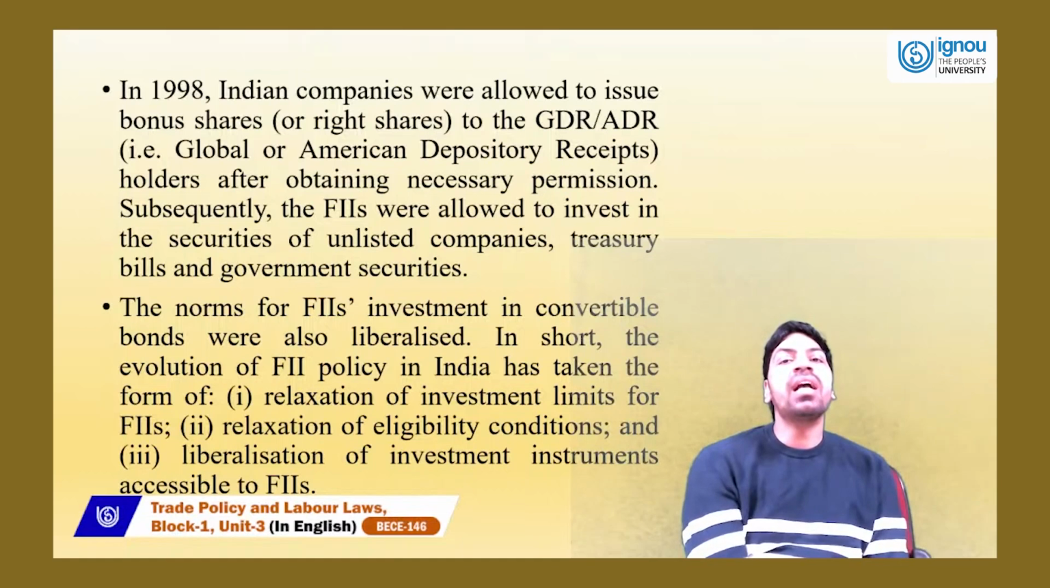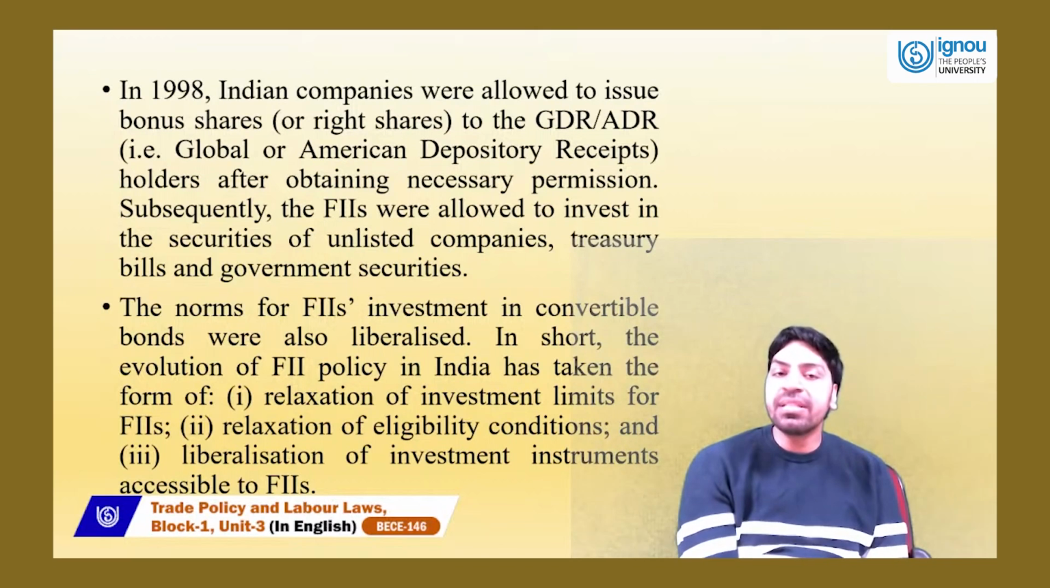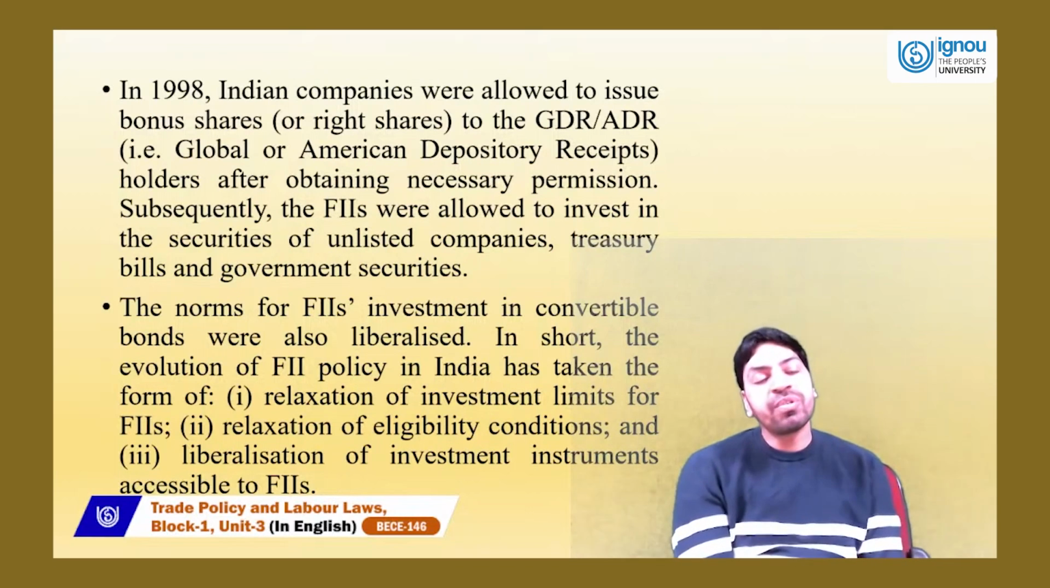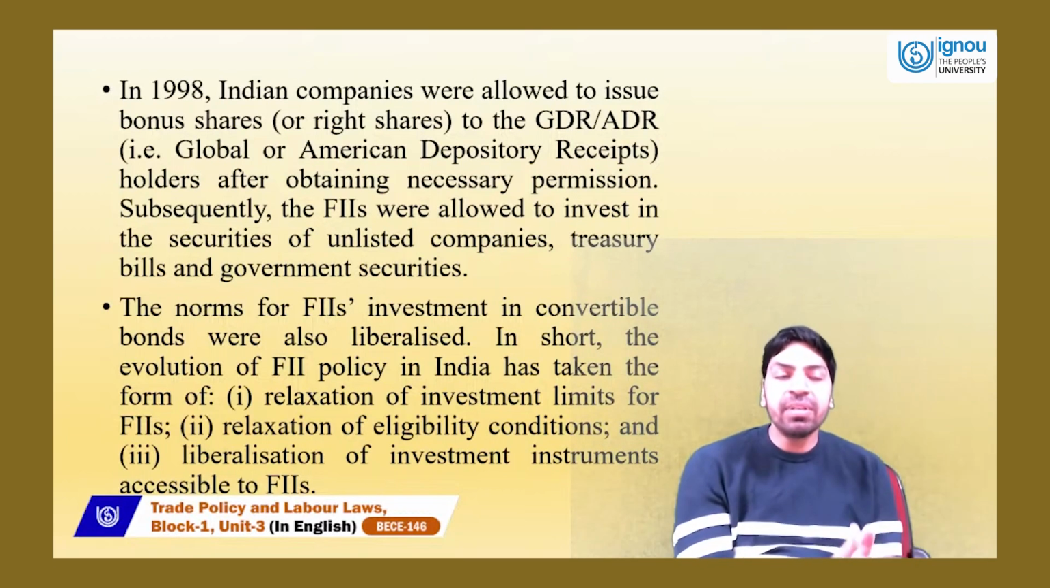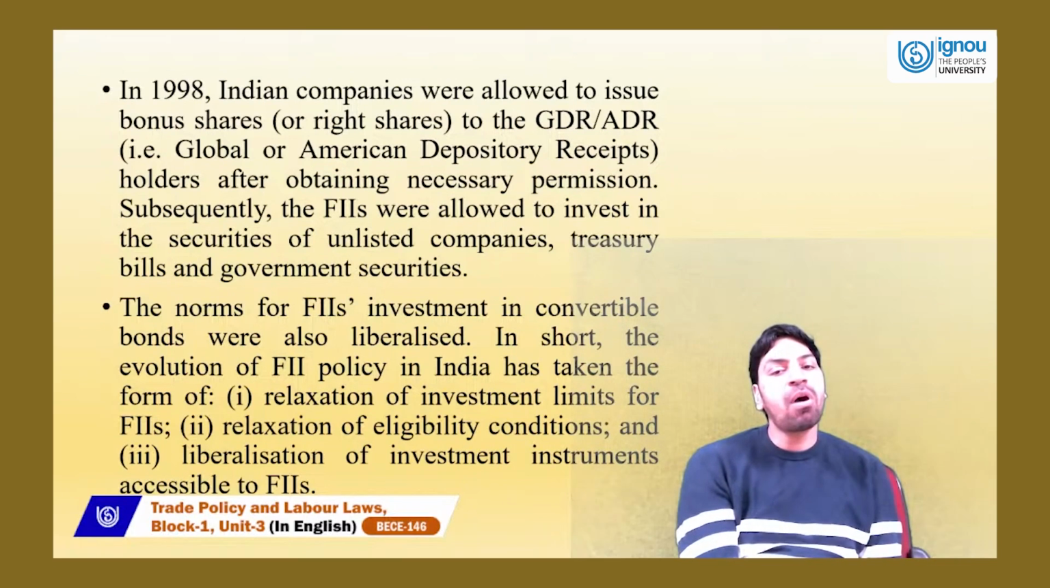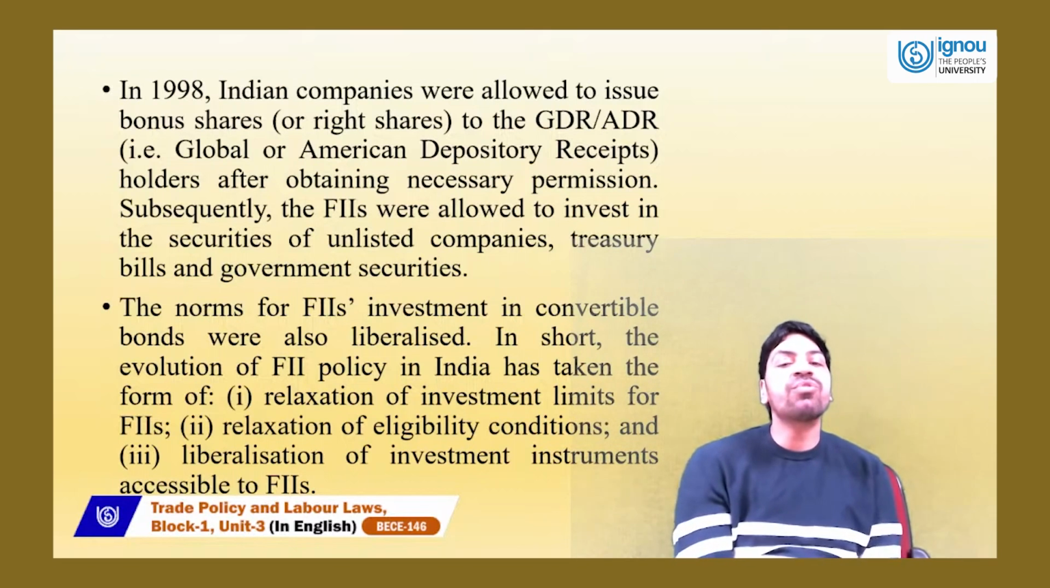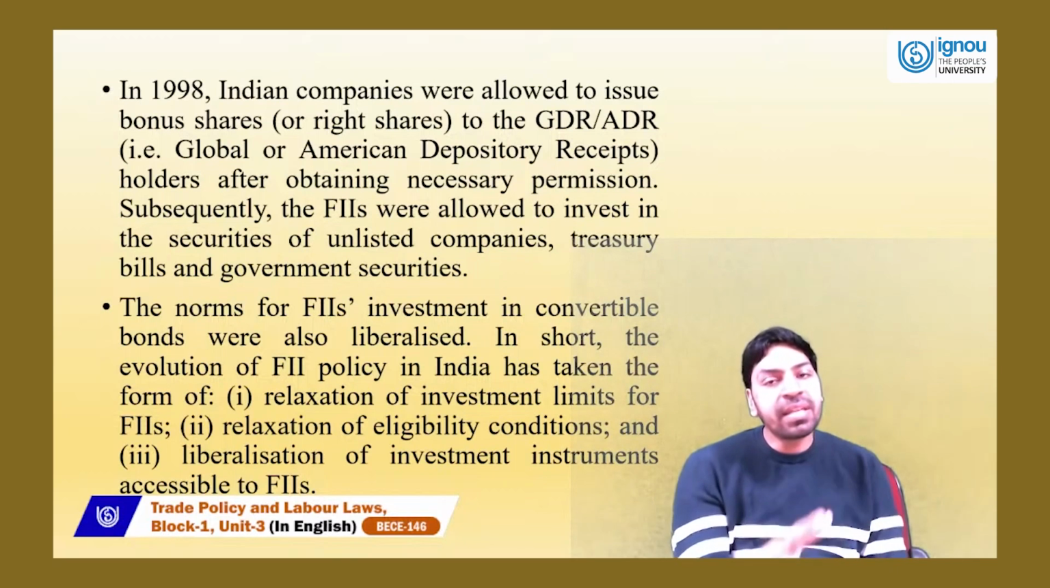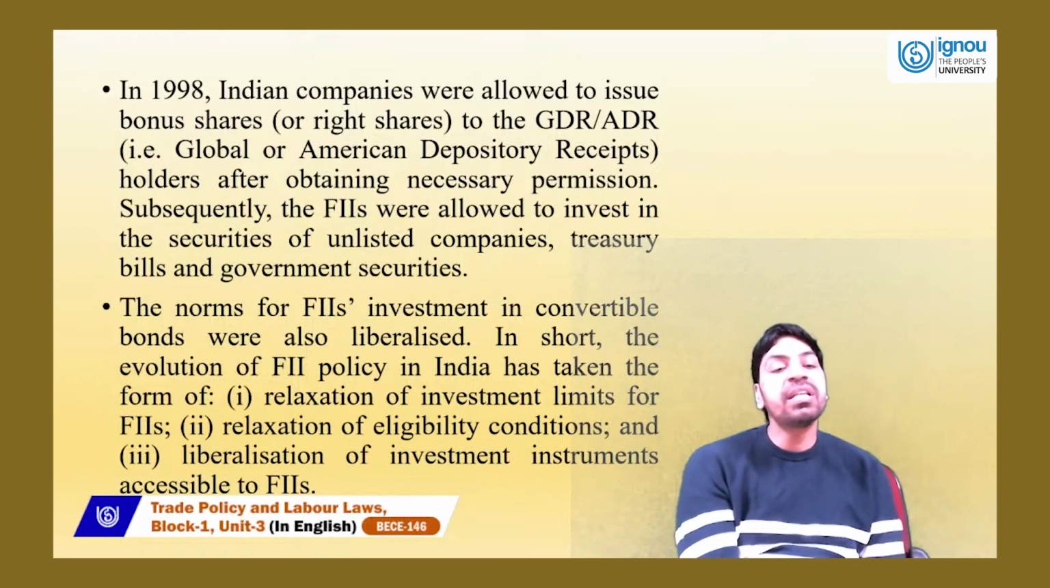In 1998, the Indian companies were also allowed to issue bonus shares and rights shares to the global and American depository receipts holders after obtaining prior permission from the Indian government. And the foreign investors were also allowed to invest in the securities of unlisted companies, treasury bills, and the government securities as well. Convertible bonds were also liberalized. So in short, the evolution of this policy in India has taken form in the following ways: to relax the investment limits for FII, to relax the eligibility conditions, and to liberalize the investment instruments which are accessible to the foreign investors for investment purposes.